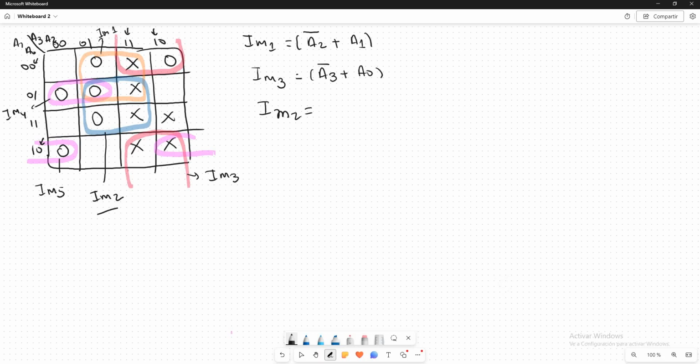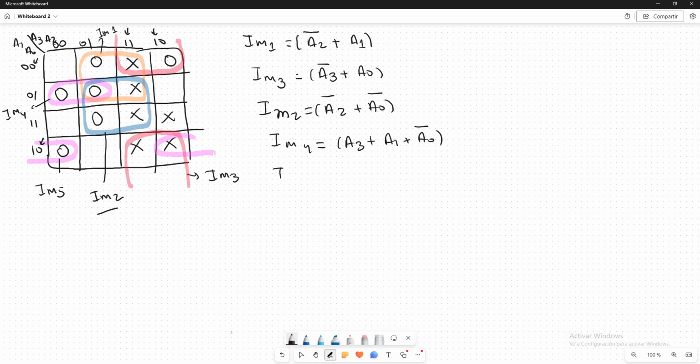So the variable that doesn't change is a2 plus a0. a2 is 1, so it's negated, and a0 is 1, so it's negated. Implicate 4. Implicate 4 is a3 plus a1 plus a0. A3 is 0, so it's not negated. A1 is 0, so it's not negated, and a0 is 1, so it's negated.